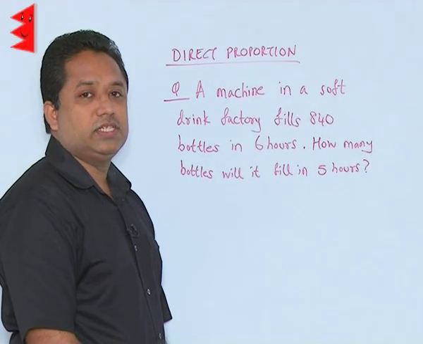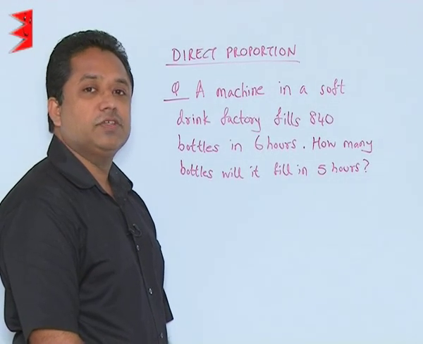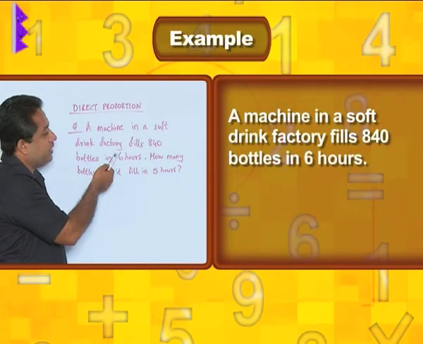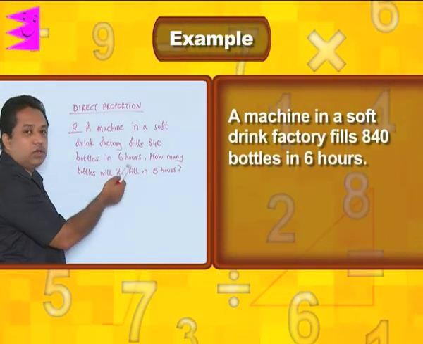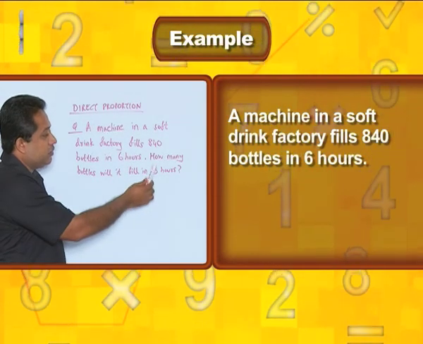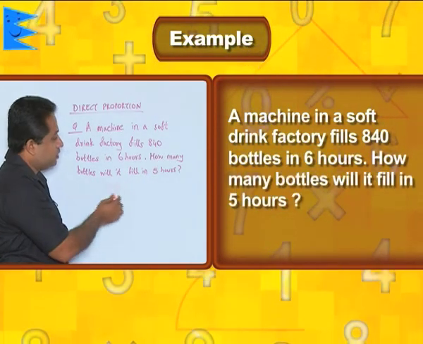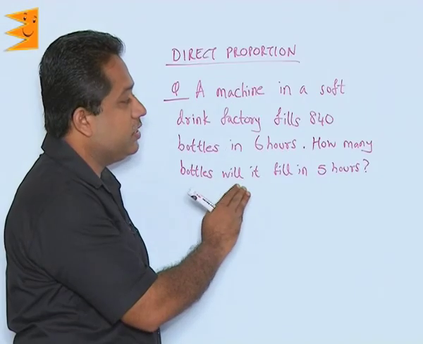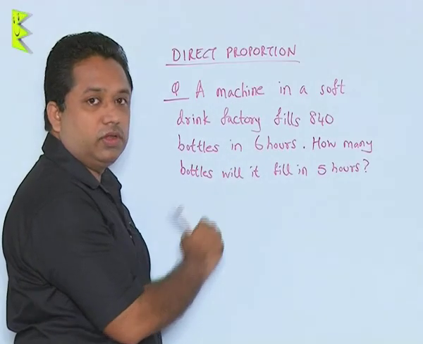Here we have a question based on direct and inverse proportion. A machine in a soft drink factory fills 840 bottles in 6 hours. The question is, how many bottles will it fill in 5 hours? It will not be mentioned whether this question is based on direct proportion or inverse proportion.